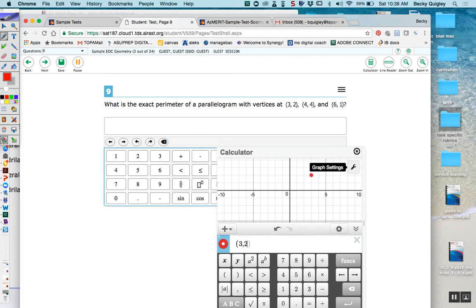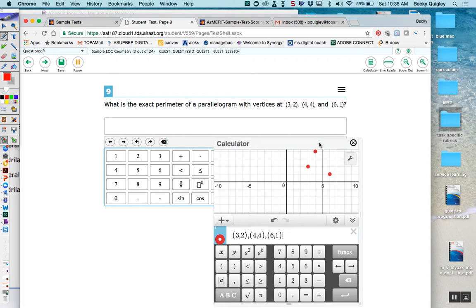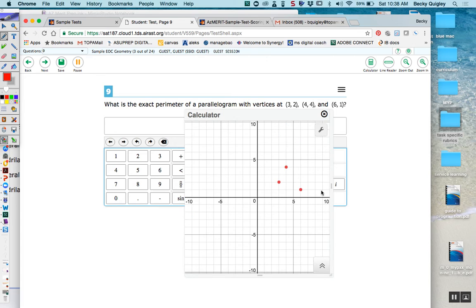So we have (3, 2), (4, 4), and (6, 1). All right, so looking at that graph, we know that we have one more point that we need to place. Since it is a parallelogram, we know that opposite sides are going to have slopes that are parallel to one another. So this has a slope of 2 because we have a rise of 2, a run of 1.